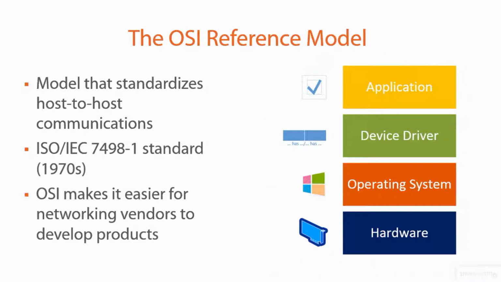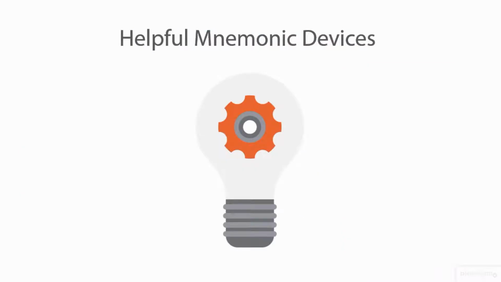At the lowest level, the hardware would be the network interface card, and then we have the operating system and the device driver that functions to associate that network interface hardware with ultimately applications like, say, a web browser or an email client that uses the TCP/IP model. A mnemonic device is an easy way to memorize information.